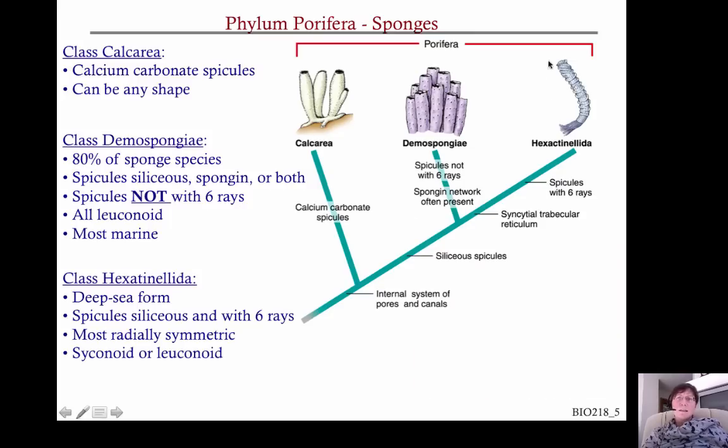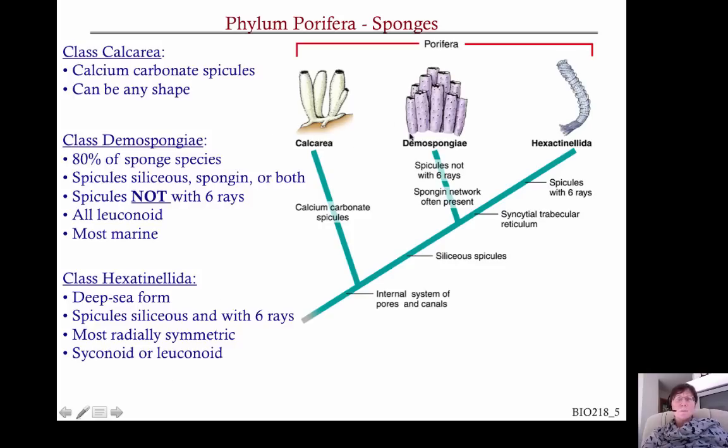The Hexactinellida are really interesting sponges. So these guys are incredibly deep sea, and you find them off of the coast of Australia. Very deep sea sponges. They have spicules made of silica with 6 rays. And so these are often referred to as the glass sponges, and they're extremely fragile. They're very, very brittle, and they can break easily. We only have one in lab, so please guard it with your life.